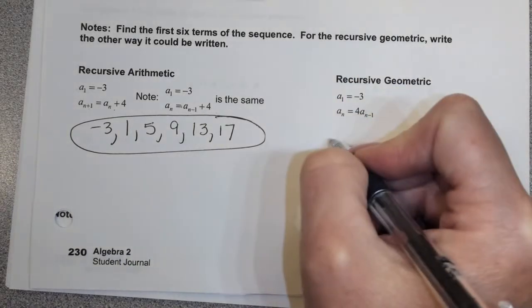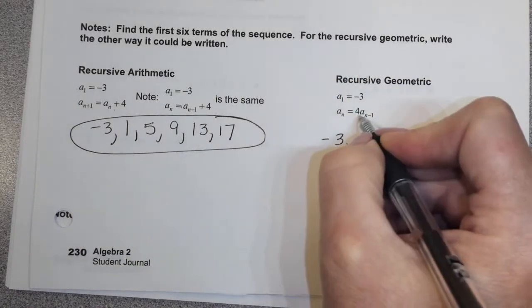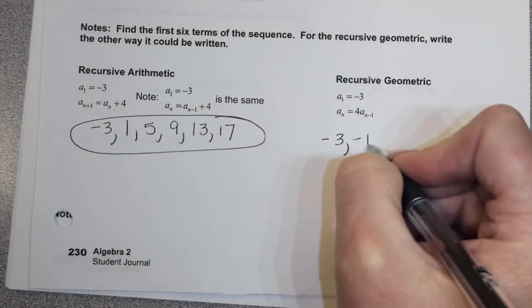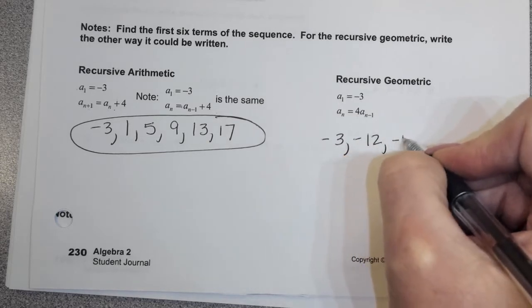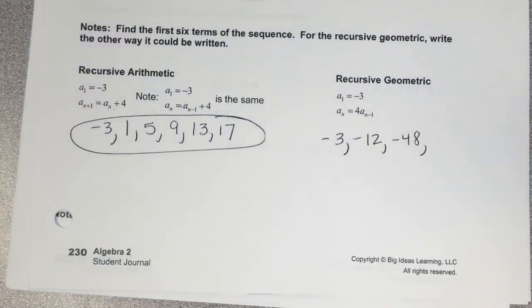Okay, for the recursive, I have negative 3 is my first one. It says my next term is going to be times 4. Times 4. Times, let me grab a calculator.